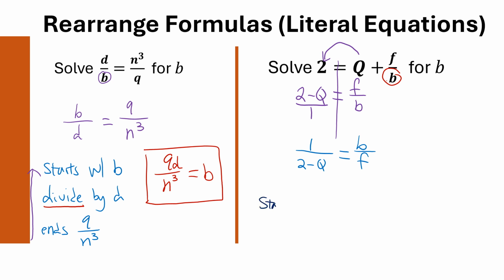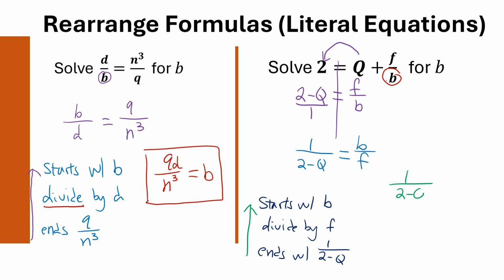So we're going to start with b, and then b is divided by f, and then it ends with 1 over 2 minus q. So now you're going to go backwards and do everything the opposite. So we're going to start with 1 over 2 minus q. Instead of dividing by f, it's being multiplied by f, and it ends with b. And you can rewrite this equation. 1 times f is just f over 2 minus q equals b.